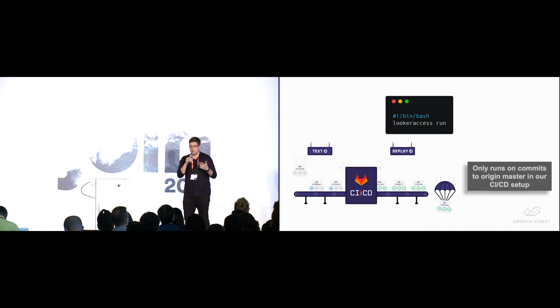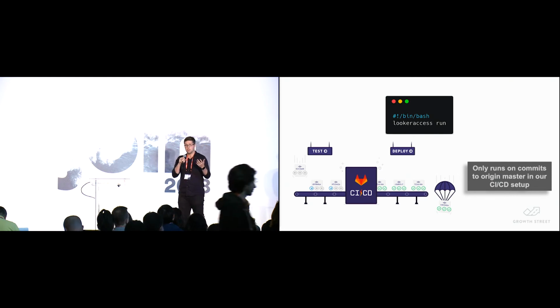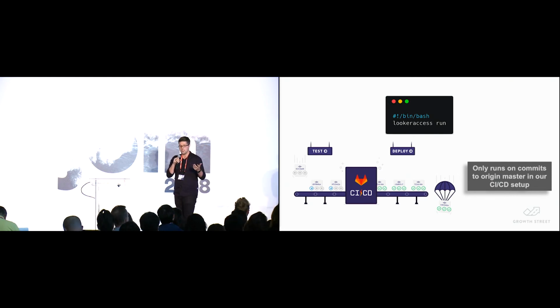Looker Access, if you wanted to, you could run locally. It's a really easy way to make bulk changes to your Looker instance. However, for us, we needed to ensure that every change was version controlled in Git. And so as a result, Looker Access only runs as part of our continuous deployment pipeline in GitLab.